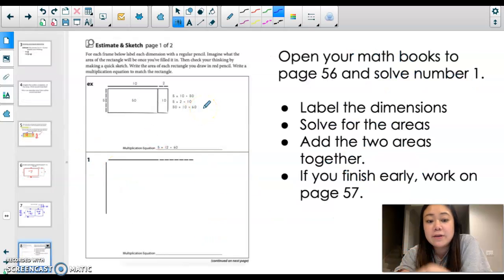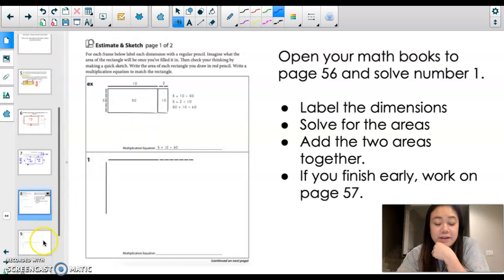Okay, now I would like you to open your math notebooks to page 56 and solve number 1. Make sure you label the dimensions, which are the sides, and then solve for each area, add the two together, and then if you finish early, you can work on page 57.